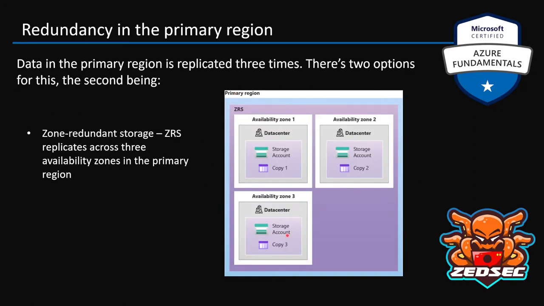Then when we go to ZRS, we see you've got ZRS here. We've got the data and storage accounts, each within a data center and within the availability zone. So this is going to protect us within a whole region as opposed to one data center. You've got your first availability zone, your second, and your third. So your data is safe unless the whole region goes down, which is pretty unlikely.